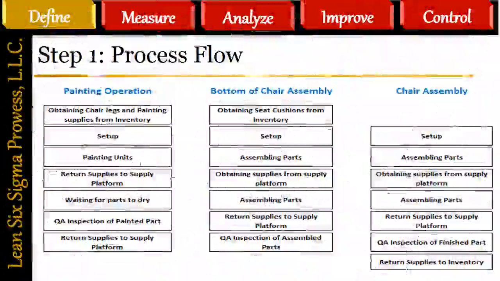Our process has been divided up into 3 main operations consisting of 21 steps in total. These 3 operations are as follows. 1. Painting operation. 2. Bottom chair assembly. 3. Chair assembly. In a value-added analysis, we look at all of the steps in the process.